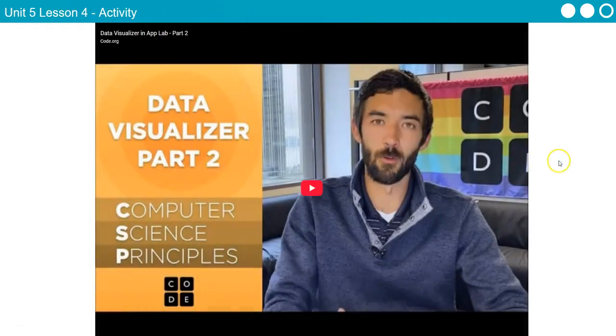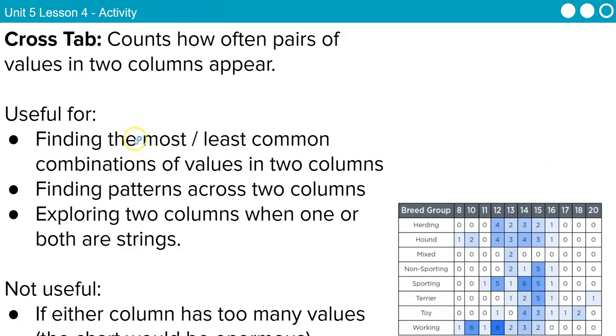So again, there is this video, you should watch this. He goes through how to do this in code.org so you can practice. But there's 2 types of charts that we look at for this course in regards to 2-column data. One of them is called the cross-tab chart.